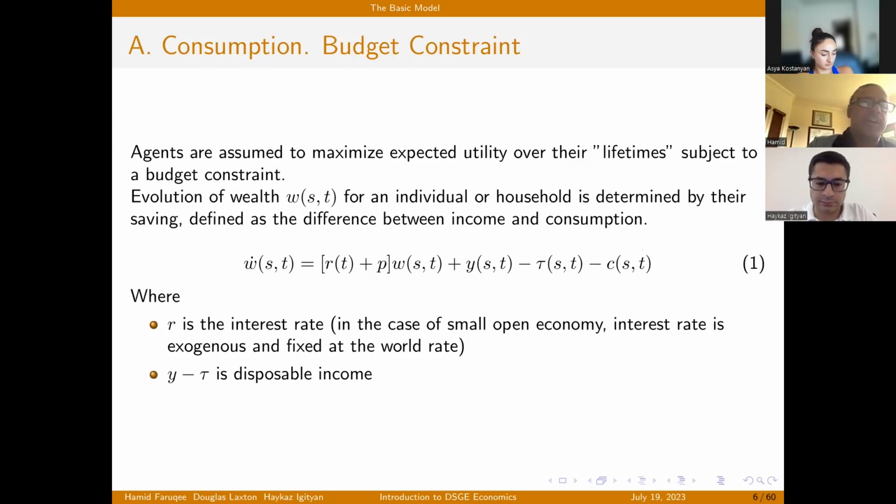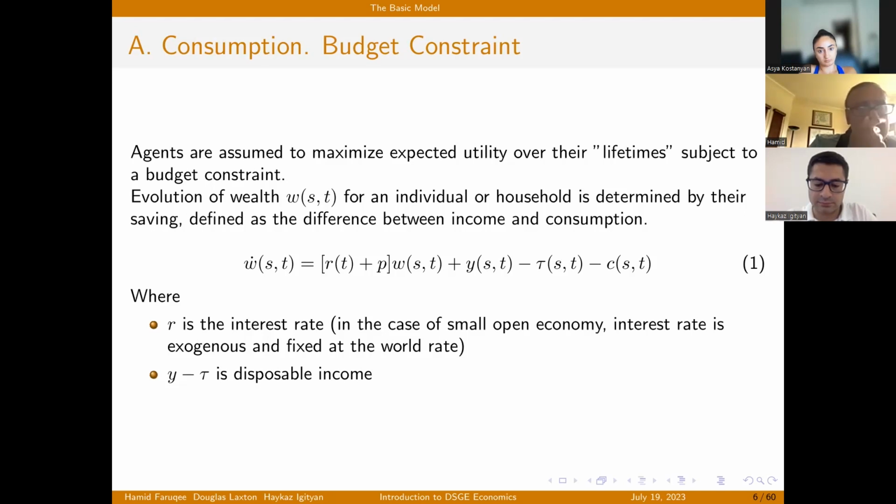So let's start with Haikaz has kind of gone through this sort of exercise in the RBC case. When we talk about the consumer's problem, the household problem, we'll do the exact same kind of thing in this framework, looking at utility maximization, expected utility over the planning horizon of individual households, subject to a budget constraint, and then in this equation 1 you see here, we have the dynamic equation, the law of motion for household wealth.